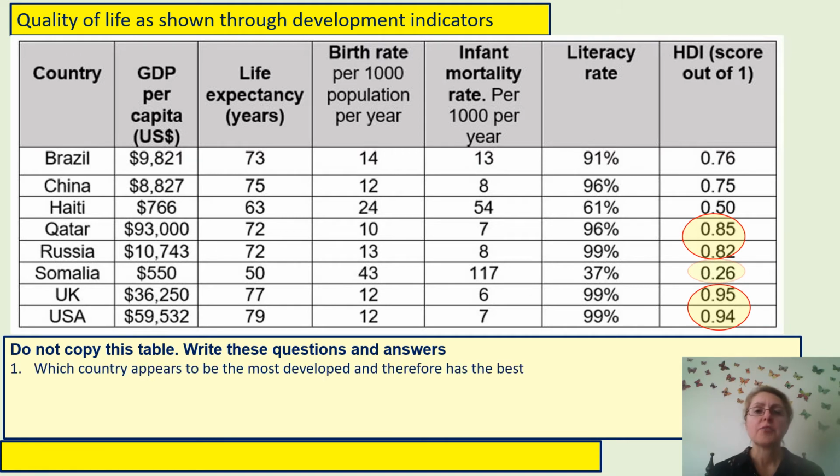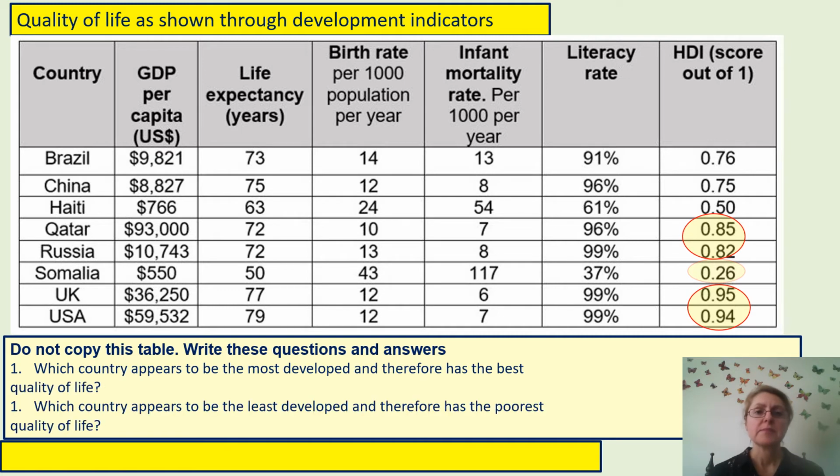I would like you to write these questions and complete the answers. Press pause now to answer these questions. So answer 1. The UK is the most developed with a HDI closest to 1 of 0.5. Answer 2. Somalia has very low HDI of 0.26.